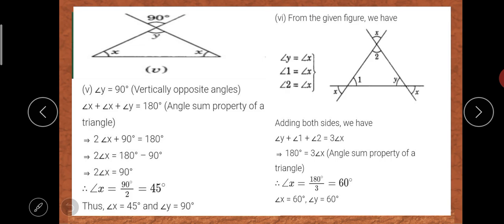Now fifth question, see. Here also x and y given. Now first we will write the value of y by using the property what? We know that vertical opposite angle. So value of y will be here 90 degree. Okay. Now next, x plus 90 equals to 180. Or we can also write this one, x plus y equals to 180. Out of that, one we know that is 90 degree. Okay. So now we will write here 2x plus 90 equals to 180.